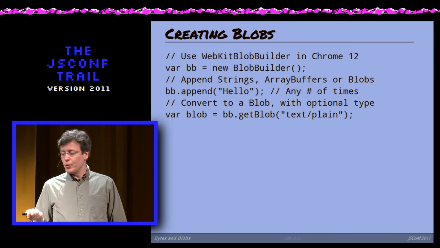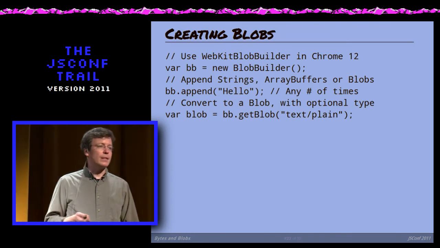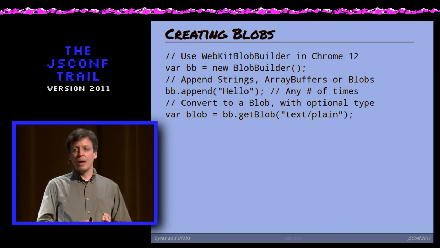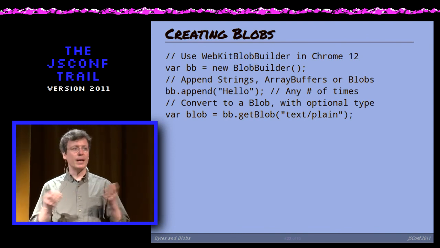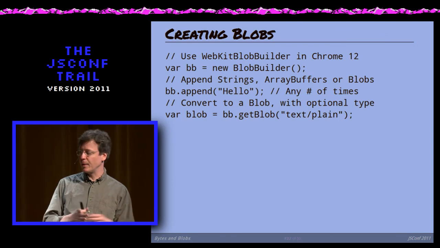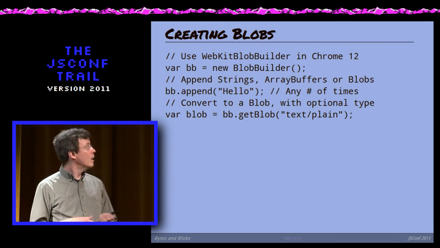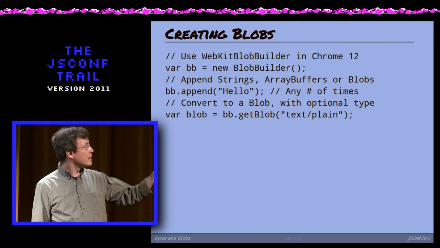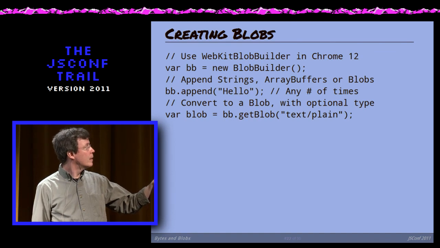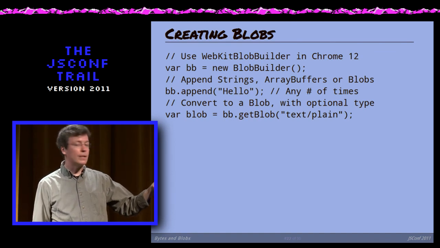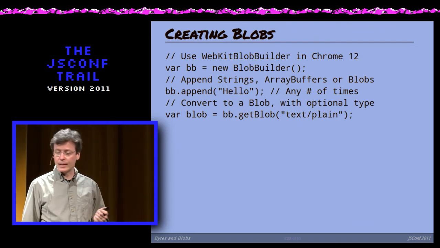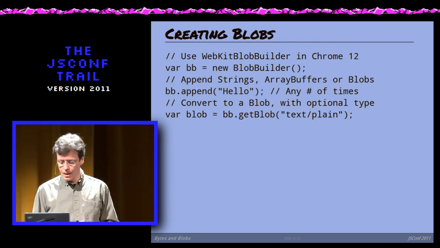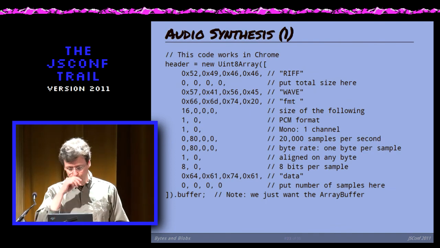So you create a new BlobBuilder, and then just call its append method. You can pass strings in, you can pass blobs in, you can pass array buffers in. And then when you're done concatenating all your text and your bytes together, you call getBlob. Optionally, you can pass a MIME type to getBlob, because as you remember, blobs have a length and optionally a type, so you can specify that type for your blob. And then once you have a blob, you can do anything you want with it.